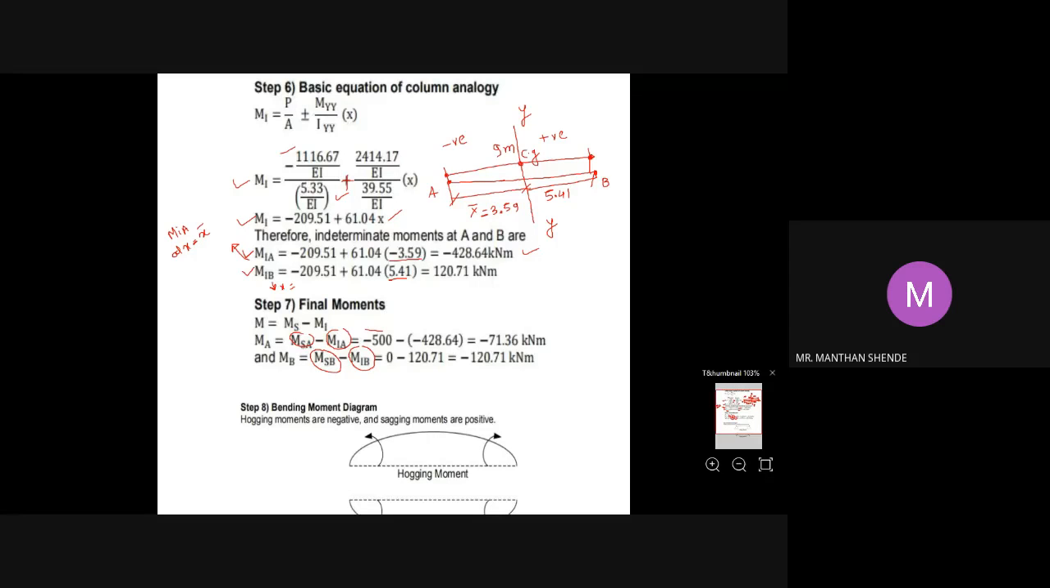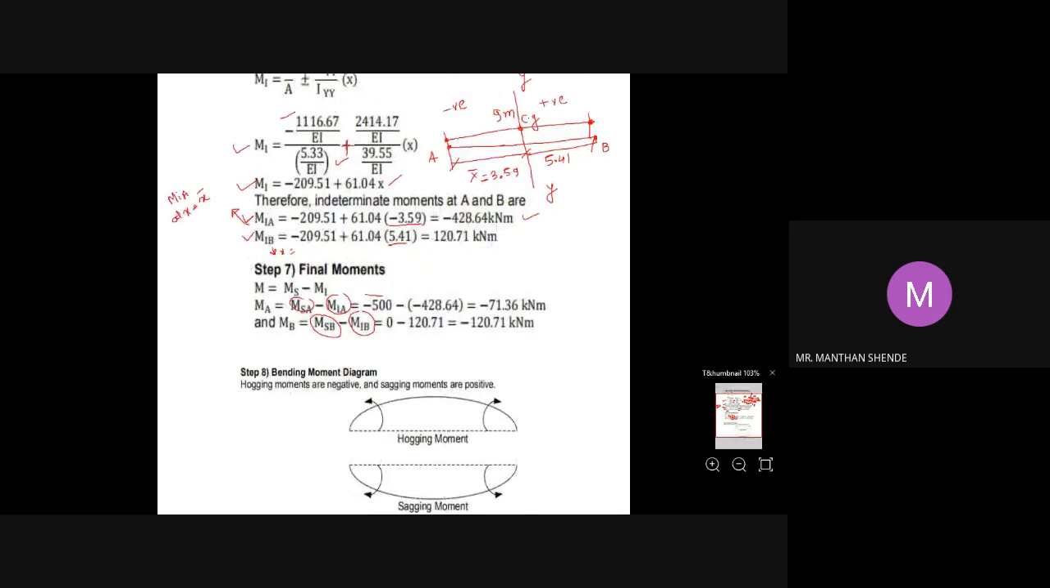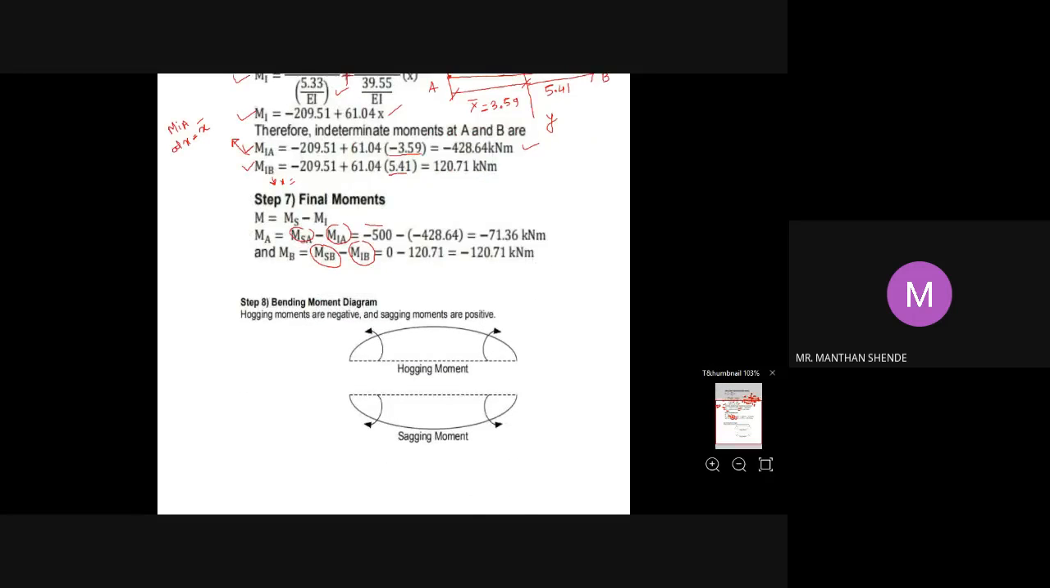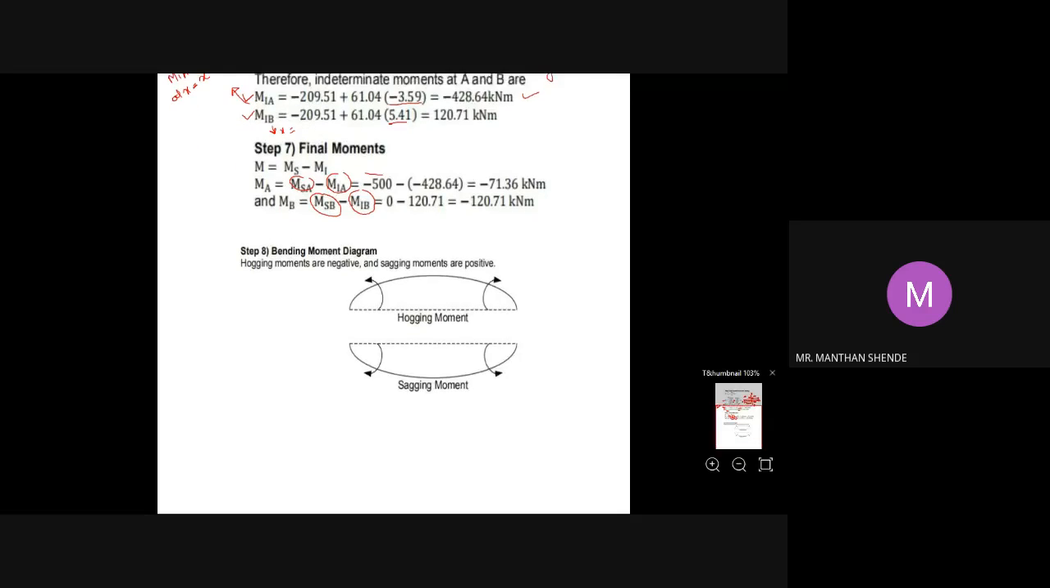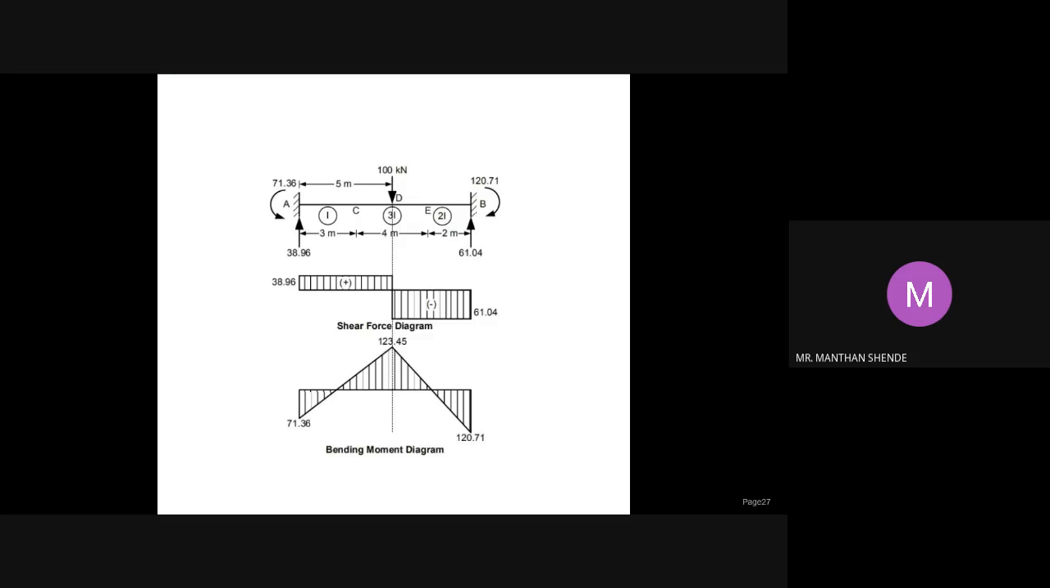After finding the final moments, you will be able to plot the bending moment diagram. Here both values of moment are minus, since hogging moments are negative and sagging moments we consider as positive. So this is how we can plot the shear force and the bending moment diagram.